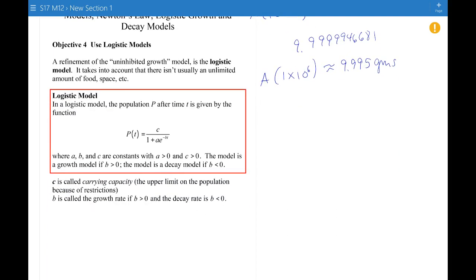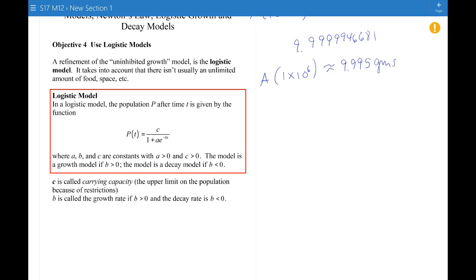Okay, so now let's look at logistic models. And this takes into account that usually there isn't unlimited food space or whatever, and that there are some kind of limitations on the amount you can grow to. And so this is called a logistic model.